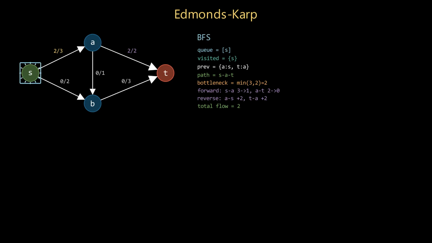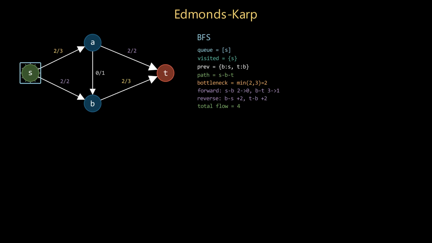Run BFS again from S. From S, both A and B are still reachable. But edge A to T is full, so BFS skips it. From B, T is reachable, so the path is S to B to T. Again, previous records B came from S, and T came from B. The backward walk gives bottleneck 2, so forward residuals go down and reverse residuals go up by 2.